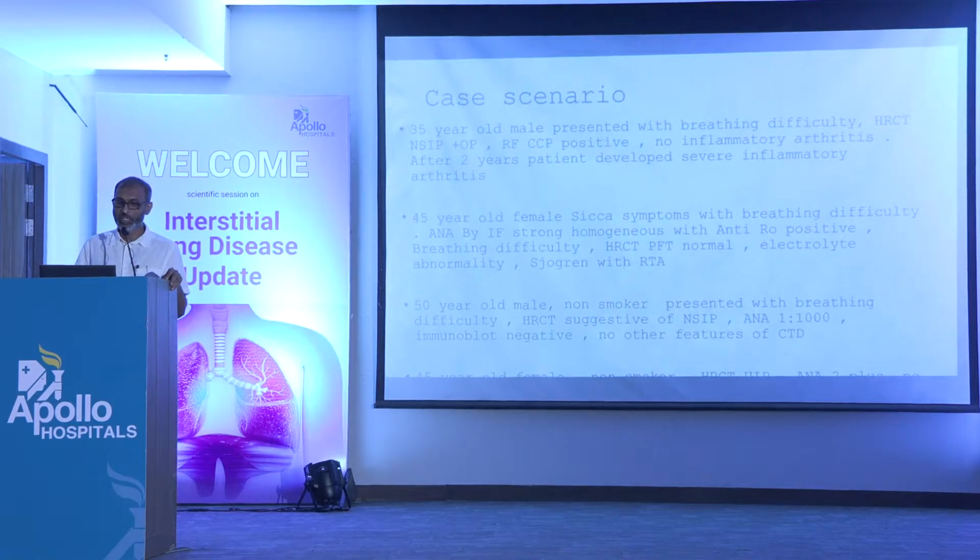Second patient, a 45-year-old female, with sicca symptoms and breathing difficulty, ANA by IF strong homogeneous with anti-Ro positive, HRCT and PFT normal, electrolyte abnormality. The patient has Sjogren's with renal tubular acidosis. Then a 50-year-old male non-smoker presented with breathing difficulty, HRCT suggestive of NSIP, ANA 1:1000, immunoblot negative, no other features suggestive of CTD.